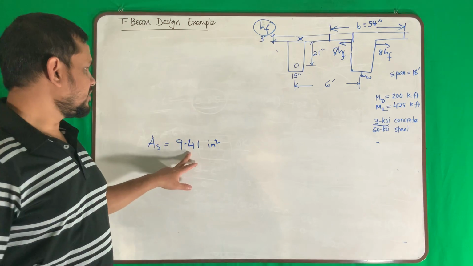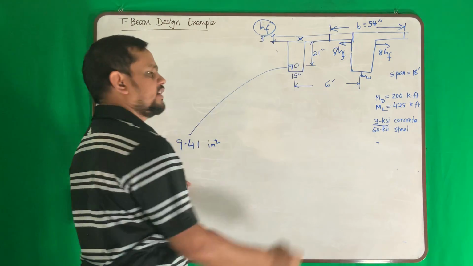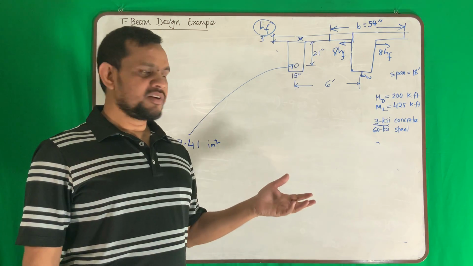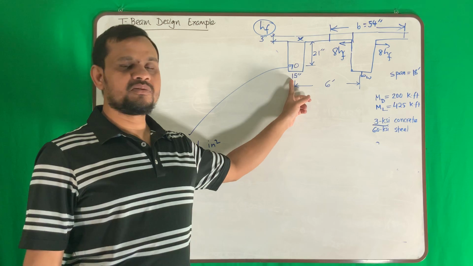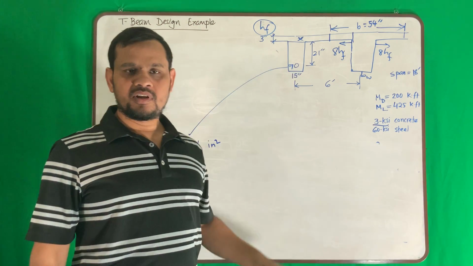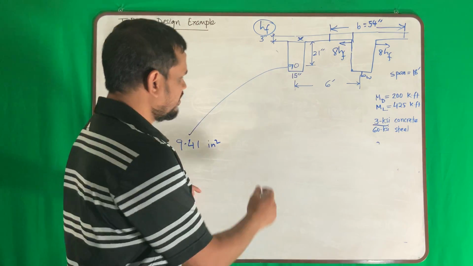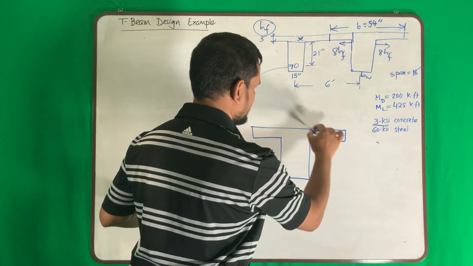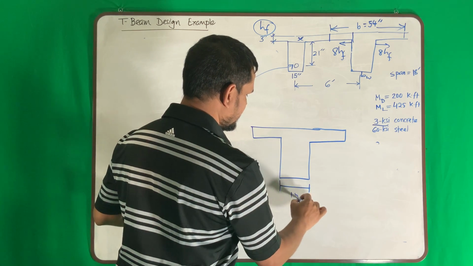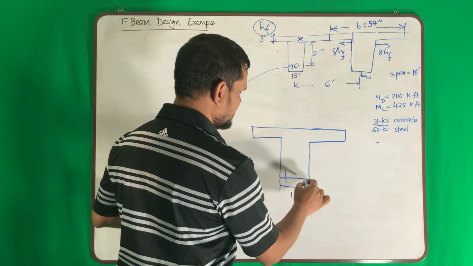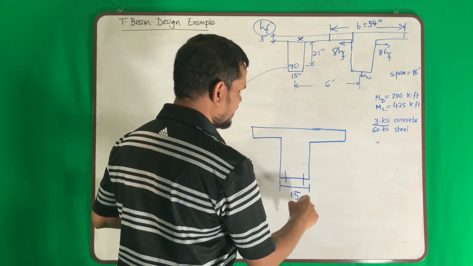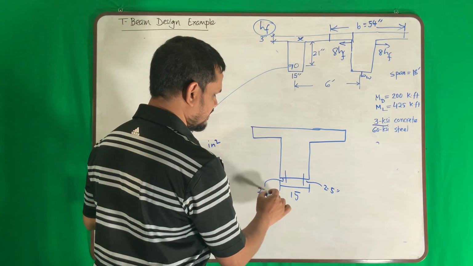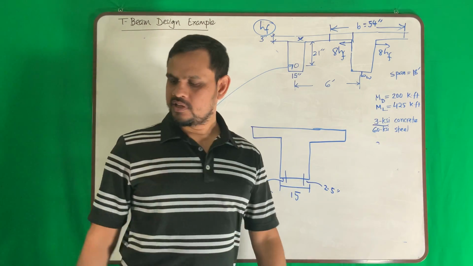We need to select some reinforcement and place it here. You can select the bar, number of bars and size. Make sure that you can accommodate it into this 15 inch and leave some. If we discuss more, it will be longer, but I will go very quickly. So this portion is 15 inch. I have to deduct some space here for clear cover. So 2.5 inch here, 2.5 inch here. So I have 10 inch space.